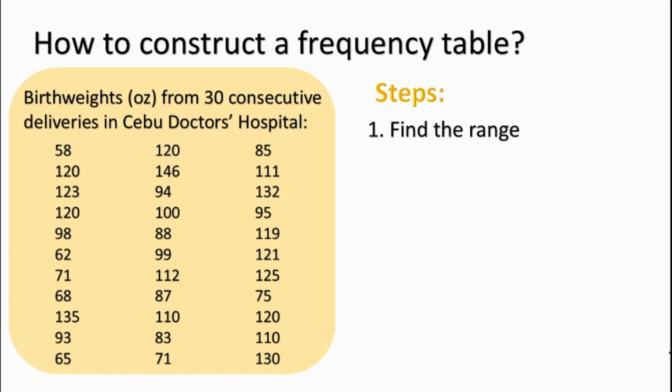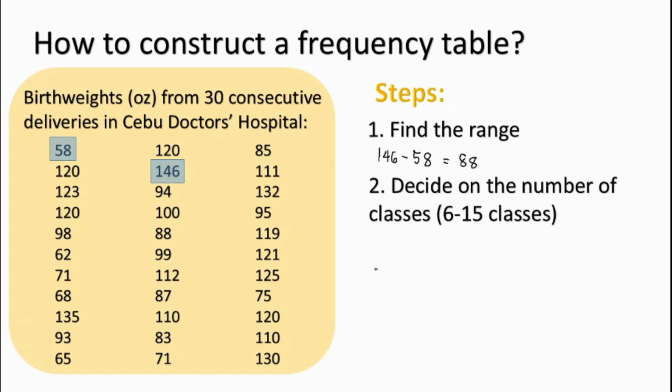So the first step is to find the range. The range is found by subtracting the lowest from the highest score. So in this case, we have 146 minus 58. This gives us 88.